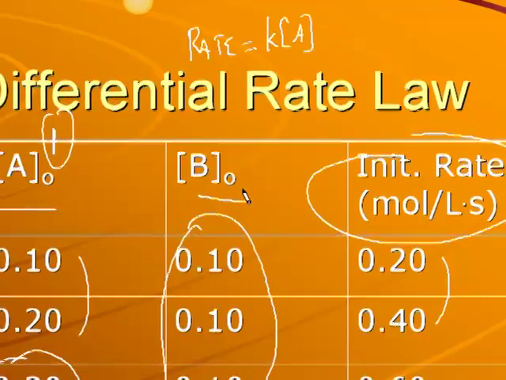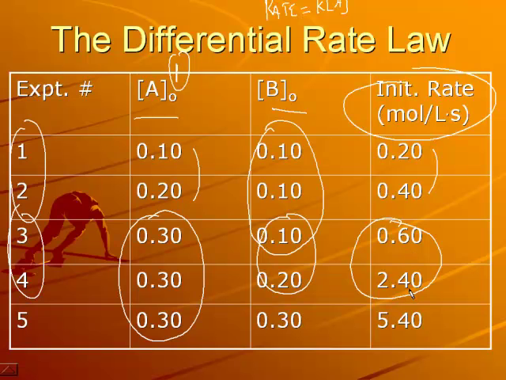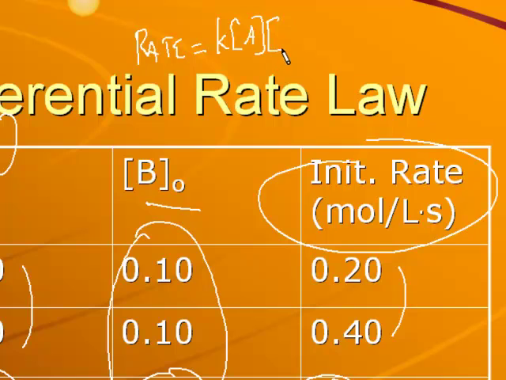Let's look at the last 3 experiments. Nothing happens with A. Look at experiments 3 and 4. Concentration of B doubles. What happens to the rate? Well, the rate goes from 0.6 up to 2.4. If you divide 2.4 by 0.6, you see that that's 4. So doubling the concentration causes a quadrupling in the rate. So the rate depends on the square of the concentration change. So we can build onto our rate law and say rate is A to the 1 times K times B to the 2.